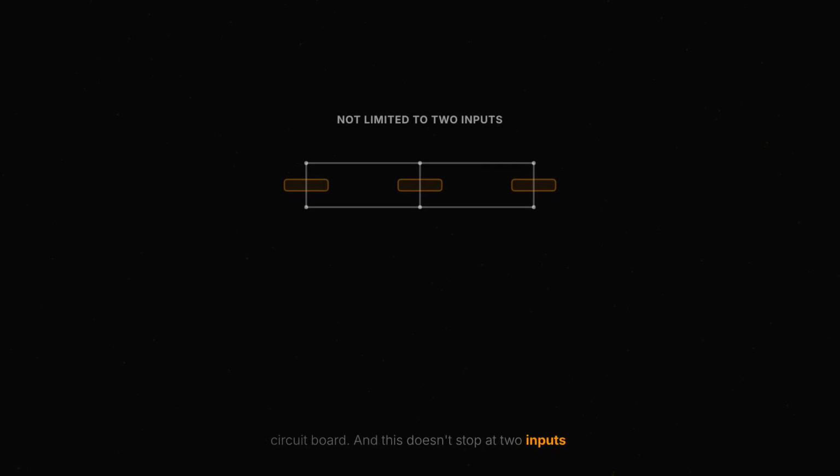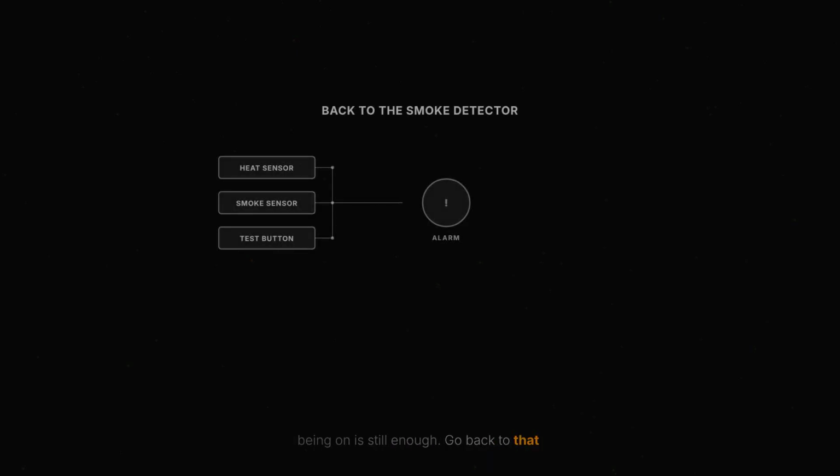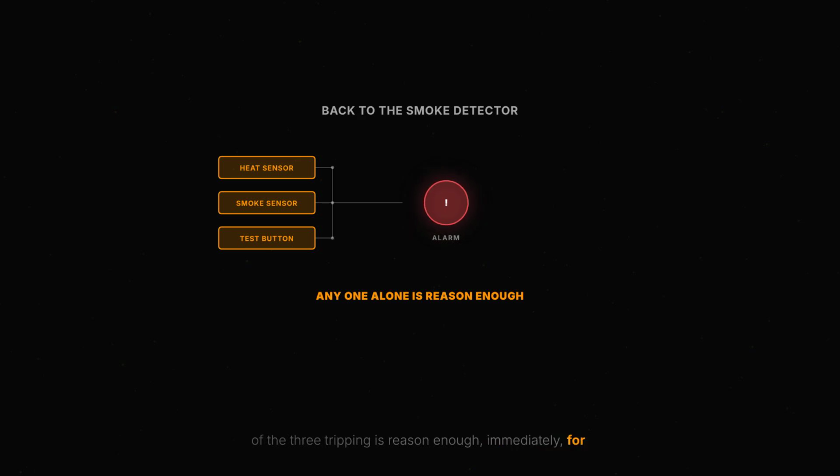And this doesn't stop at two inputs either. Wire a third transistor in, right alongside the first two, and the rule doesn't change at all. Any single one of them being on is still enough. Go back to that smoke detector from the start of this episode. Heat sensor, smoke sensor, test button. That's three transistors in parallel, not two, and the exact same logic. Any one of the three tripping is reason enough immediately for the alarm to go off. Nobody designed a smoke detector to wait for a majority vote before deciding your kitchen's on fire.